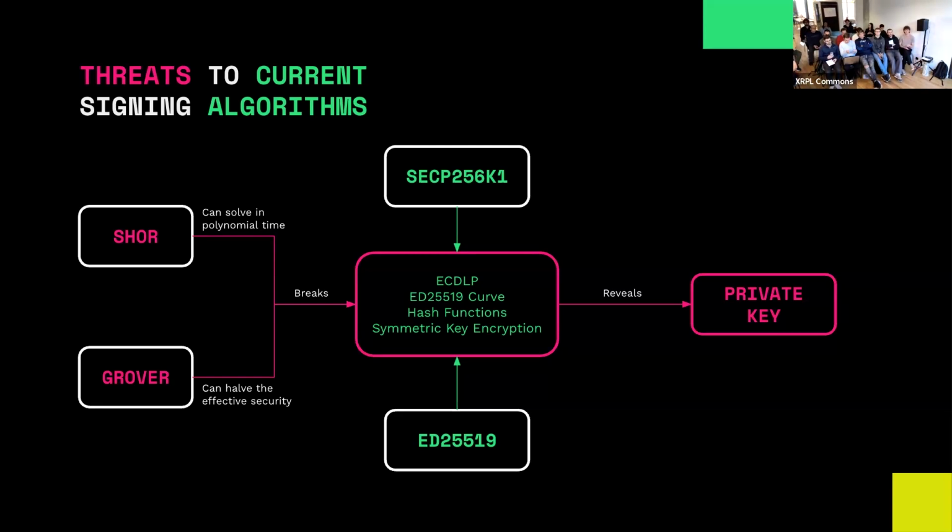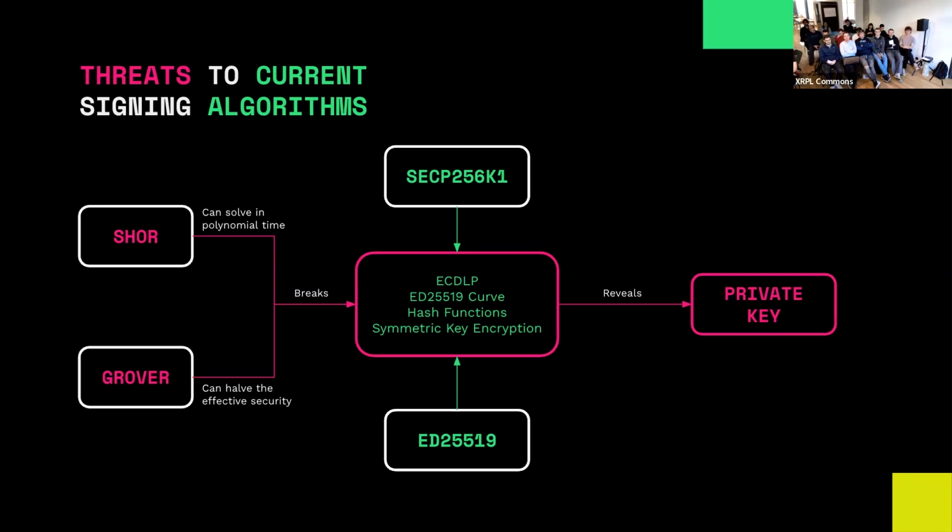Currently, XRPL faces threats from two specific quantum algorithms. Shor's algorithm can solve complex problems done by elliptic curve cryptography in polynomial time. It can evaluate elliptic curve discrete logarithmic problems over both the curves, secp and Ed25519, which makes it a direct threat to modern encryption schemes like RSA.